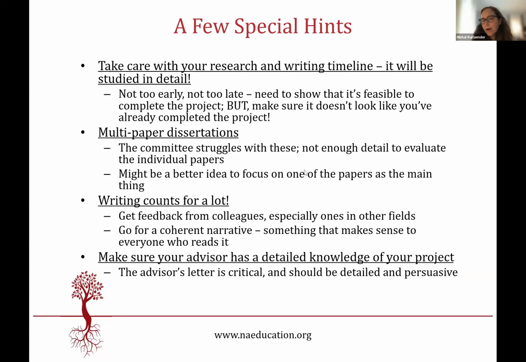I want to say a word about multi-paper dissertations, which largely come from our quantitative applicants, either in economics or sociology or education policy. And I want to say we award these every year. And so when we say the committee struggles with these, it doesn't mean we don't accept them. We do. We understand that's the field. A lot of my own students do that. I did that myself. But we just want to make sure that you treat it carefully.